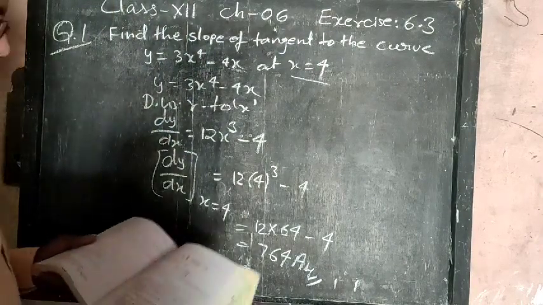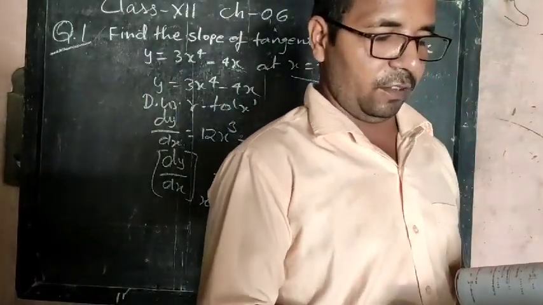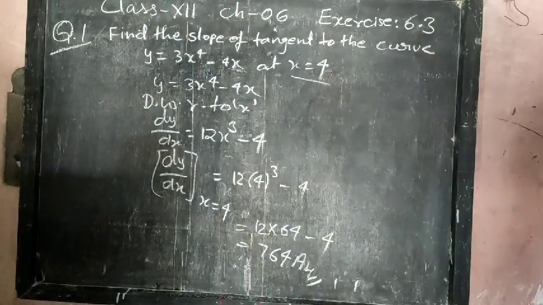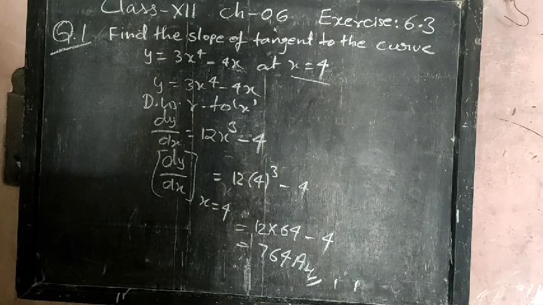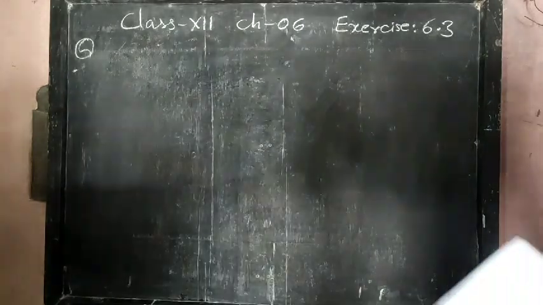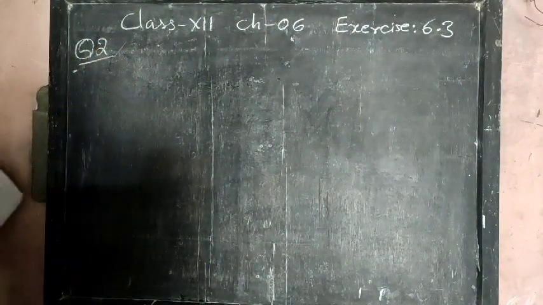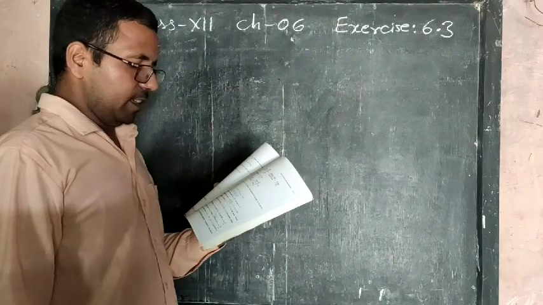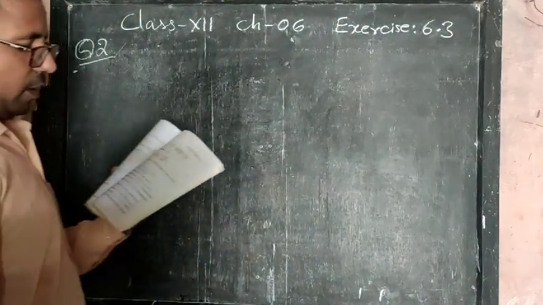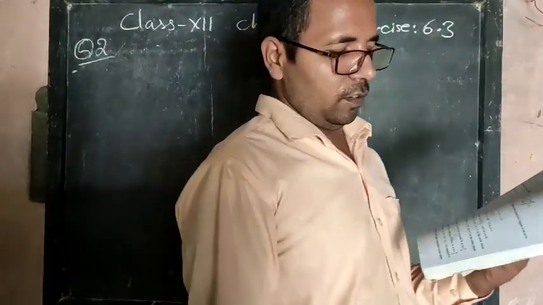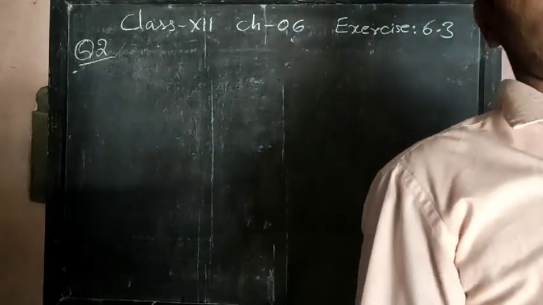Question number second: find the slope of the tangent to the curve y is equal to (x minus 1) upon (x minus 2), where x does not equal 2. At x is equal to 10 we have to find out the value.